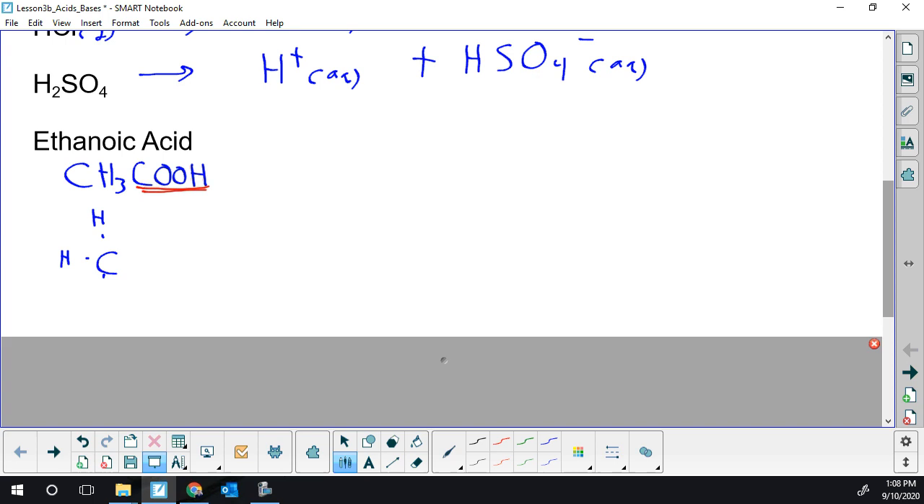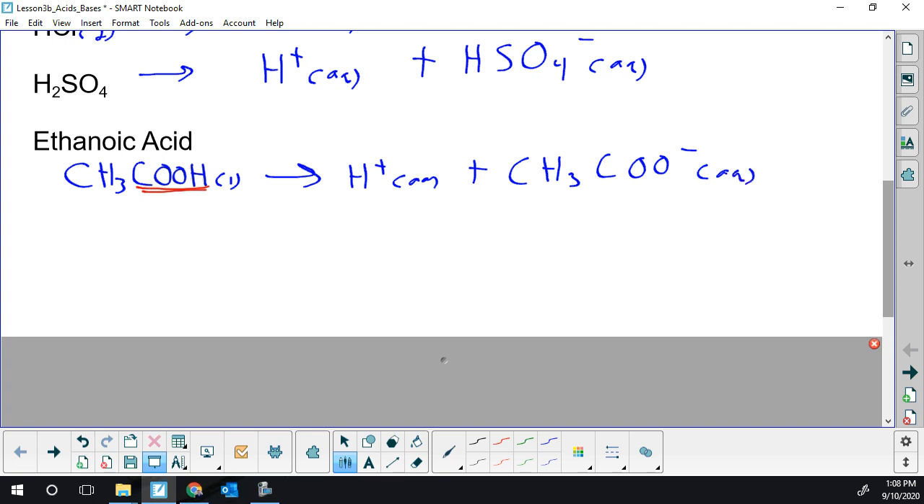Actually, I'll leave out the structure. You put that into water, this would be a liquid all by itself. That end H comes off. The C, the H, the 3, the C, the O, all that first part stays. So it's only ever this H that comes off. And that's a really common acid.